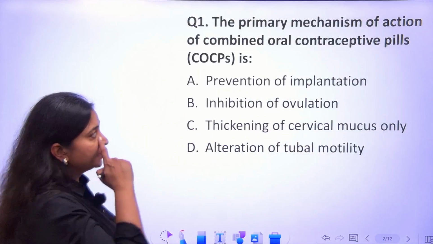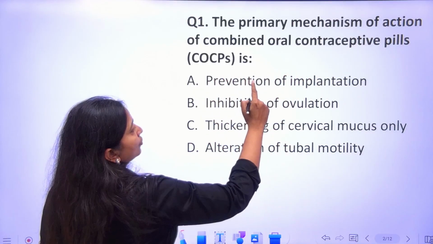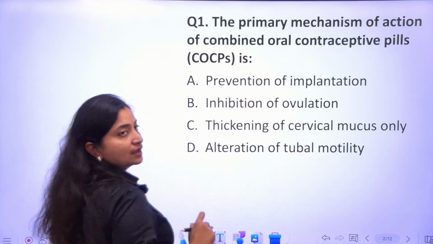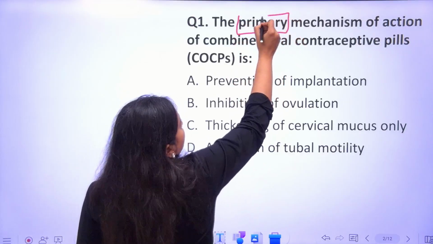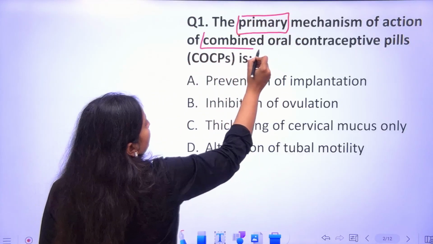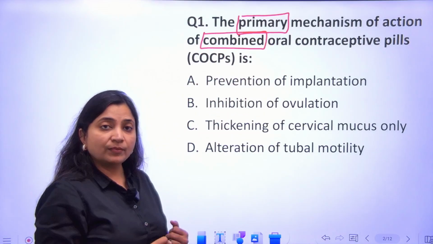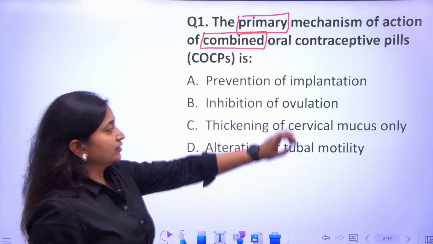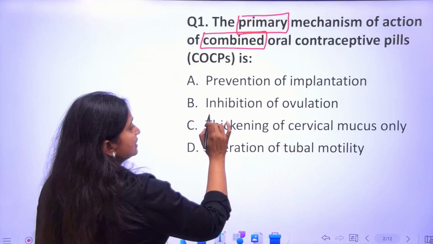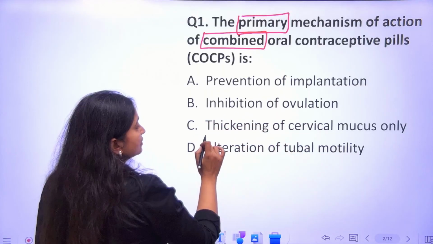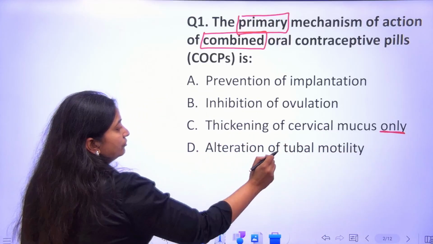First question, first read what does it say. The primary mechanism of action of combined oral contraceptive pills is. Many words are important in your question. The primary word important and combined pills important. So what the examiner wants to know is first of all, do you know what is a combined pill and what is the main mechanism of action? So first one says prevention of implantation. Second one says inhibition of ovulation, thickening of cervical mucus only and alteration of tubal motility.